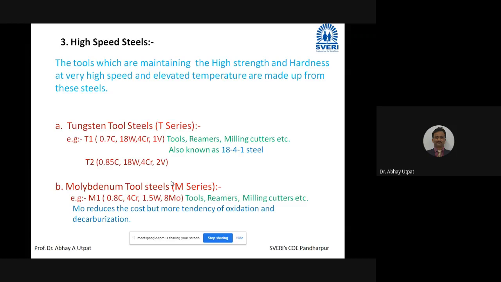Have you seen a reamer in the workshop? Suppose we want to make a drill of 22 bore. In that case, we can take a 20 mm drill, and the remaining 2 mm cut is taken by the reamer. When you come to the workshop, request your instructor to show the reamers. Milling cutters also you can see.